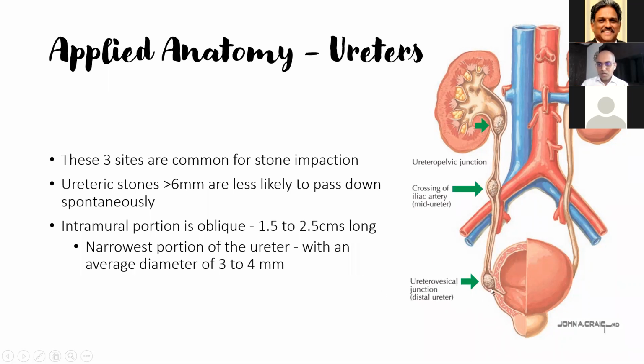The terminal ureter perforates the detrusor muscle to enter the bladder. This portion is called the intramural portion. It is around 1.5 to 2.5 centimeters long. It is the narrowest portion of the ureter with an average diameter of 3 to 4 millimeters. We'll again look at the intramural portion in detail when we look at the bladder.